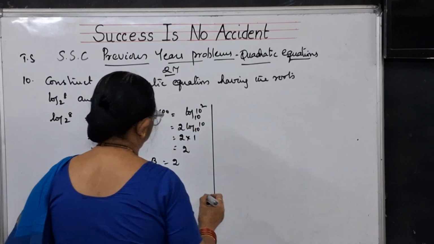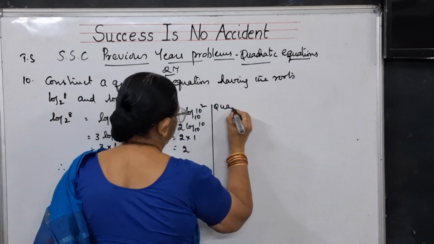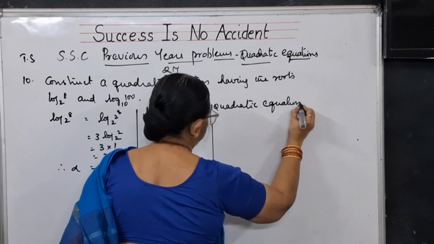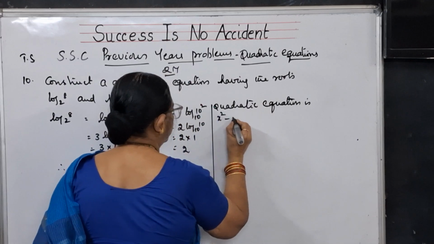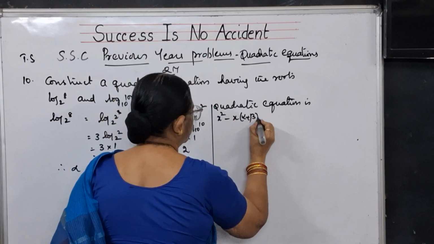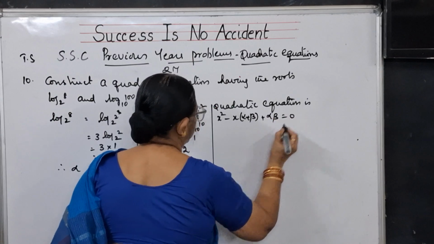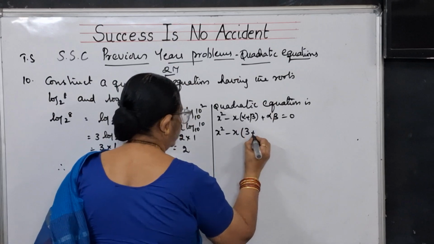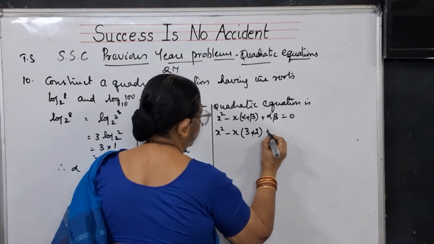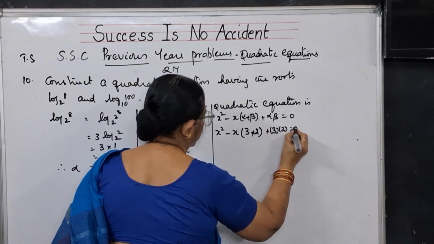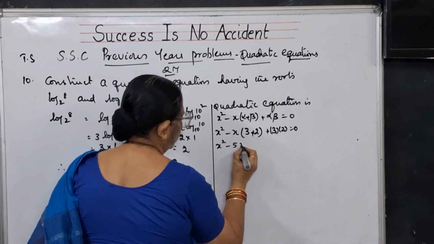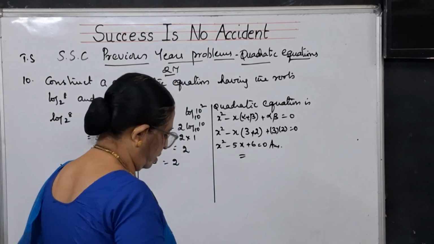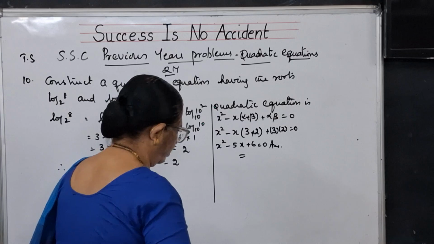Now, what is quadratic equation? Quadratic equation is x square minus x into alpha plus beta plus alpha beta is equal to 0. So, x square minus x into alpha is 3 plus beta is 2, plus 3 into 2 is equal to 0. So x square minus 5x plus 6 is equal to 0. This is the answer, children, for this problem.